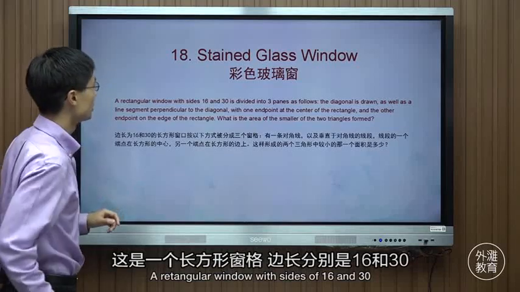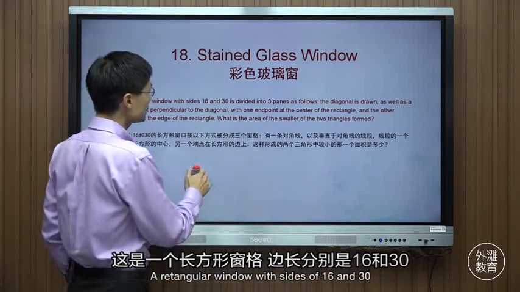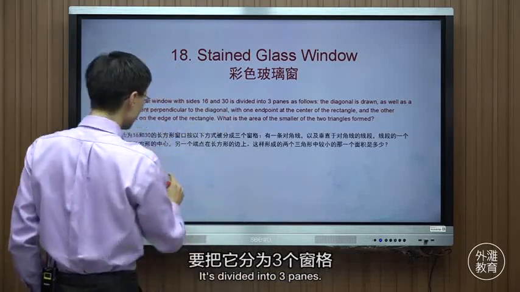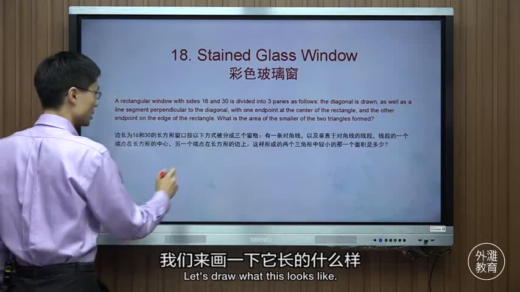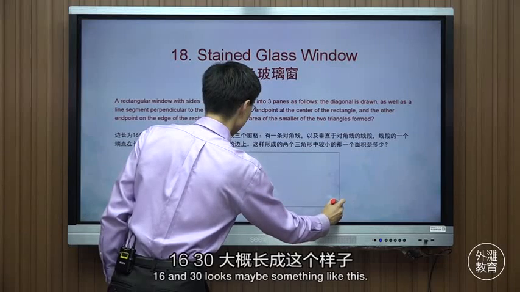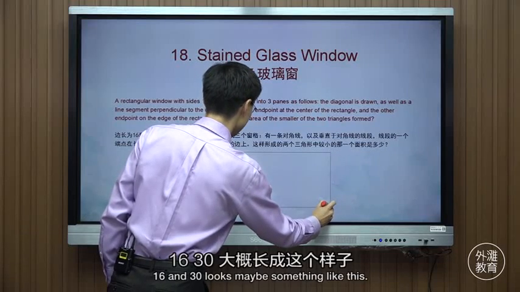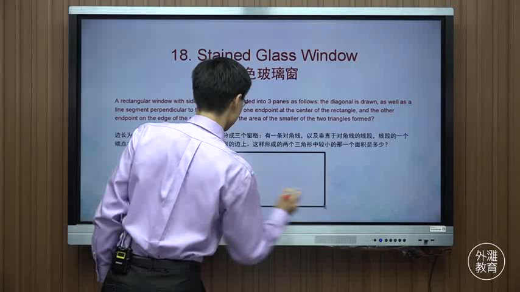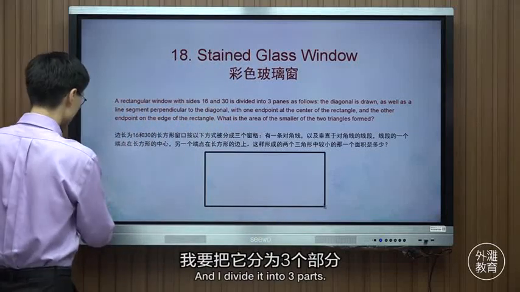A rectangular window with sides of 16 and 30 is divided into 3 panes. Let's draw what this looks like. 16 and 30 looks maybe something like this. And I'm dividing it into 3 parts.